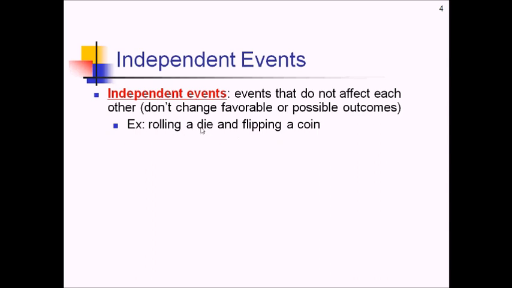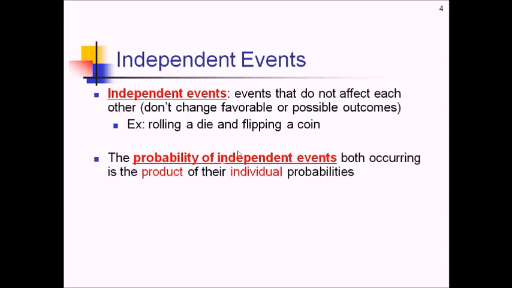Regardless of what I roll on this die, I'm still going to have 2 sides that I can get by flipping this coin. So to find the probability of whatever outcomes we want from both of these happening, the probability of independent events both occurring, it's going to be the product of their individual probabilities. So you find the probability, for example, of rolling a 6 and the probability of rolling a head, and we're just going to multiply those probabilities together.